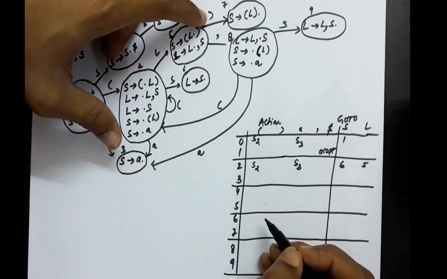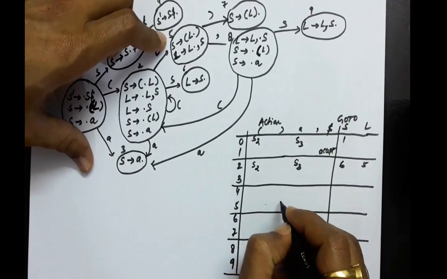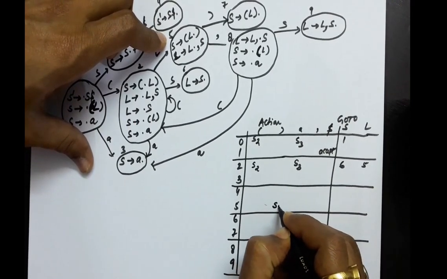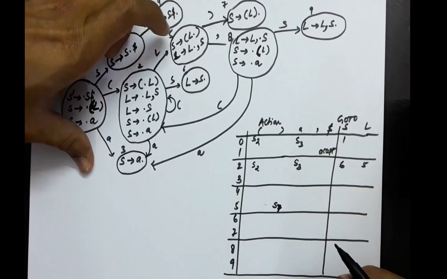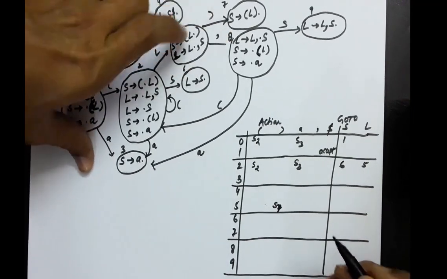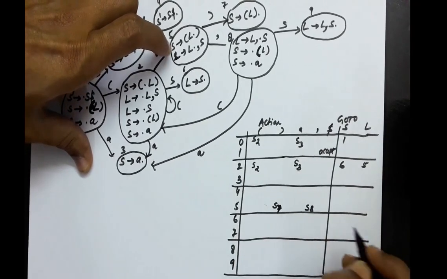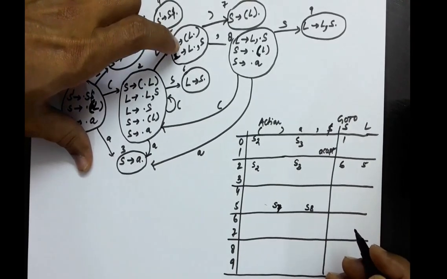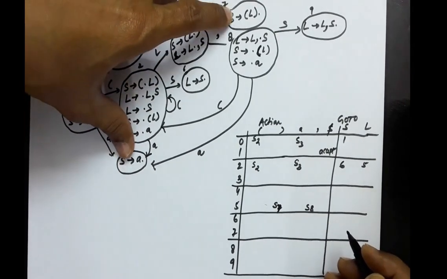From 5 with closing parenthesis, you are going to 7, so you will be writing S7 here. So on 5 with a comma, you are going to 8, so you are going to write S8 here. No more transition from 5. No more transition from 6, no more transition from 7.